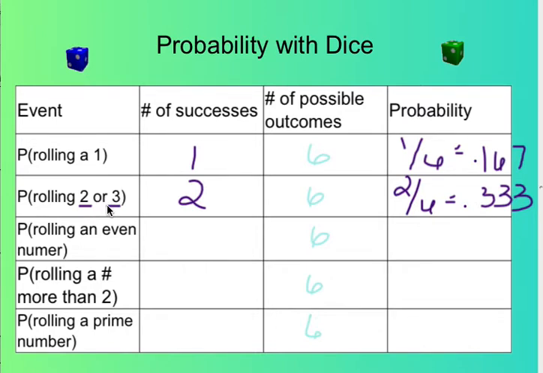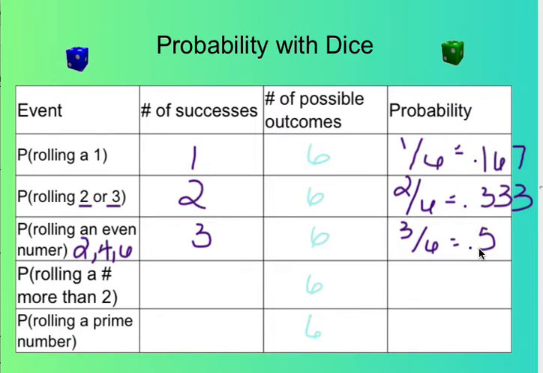So now I want to find the probability of rolling an even number. Well, there's 2, 4, and 6. Those are the even numbers on a dice. So that means there's 3 out of 6. So I'm going to write that as a probability, 3 out of 6. When you divide that, you get 0.5.